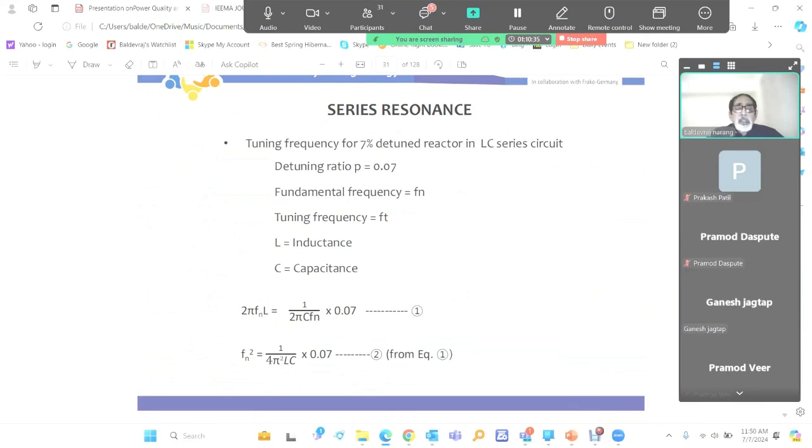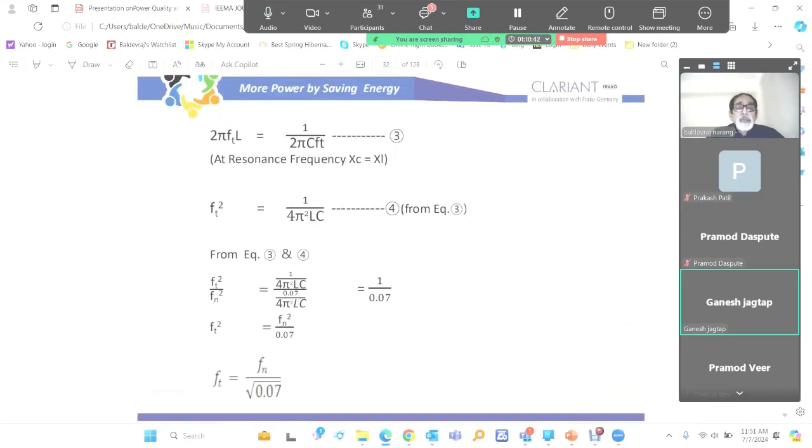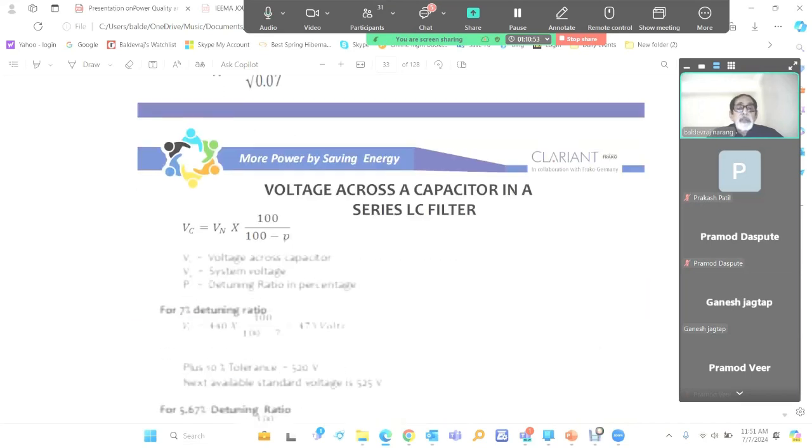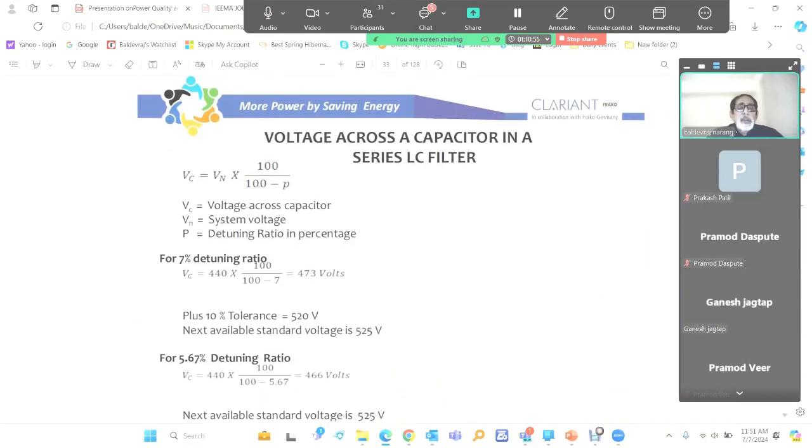So this is how they have calculated the tuning frequency. For 7%, it is Fn divided by the square root of 0.07. So it comes to 189 Hertz when we have a 7% reactor. This is again the voltage, same as I have shown earlier also.